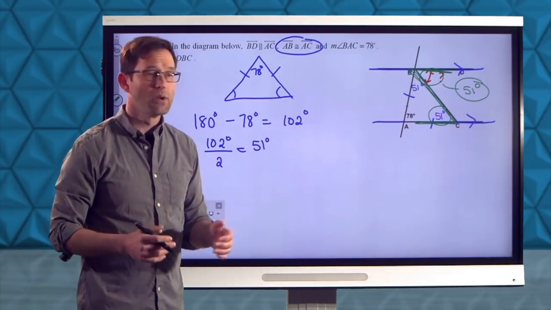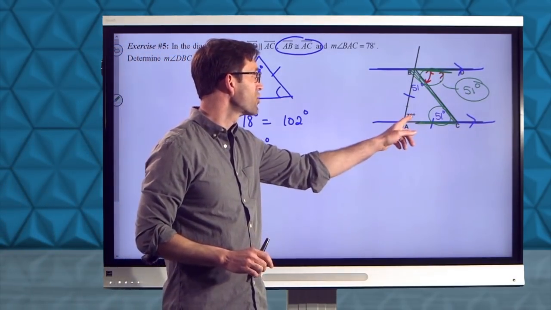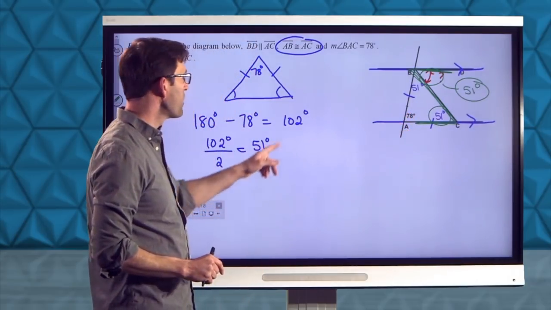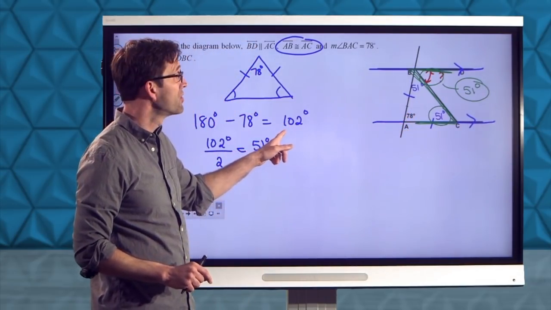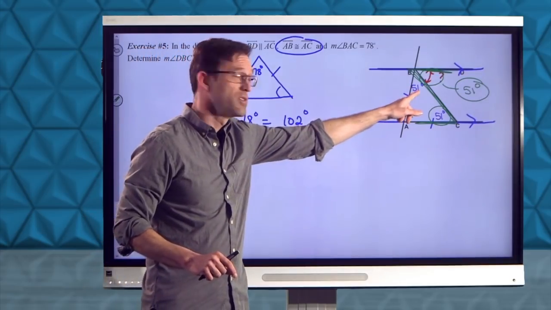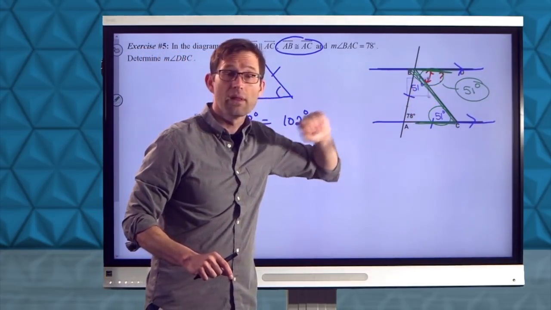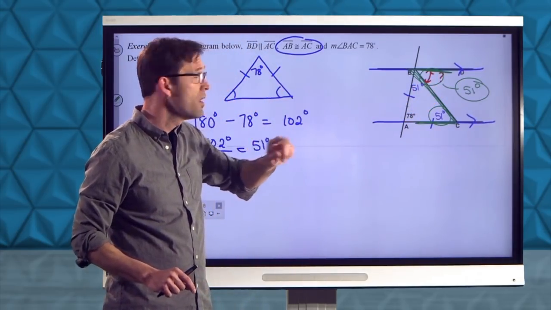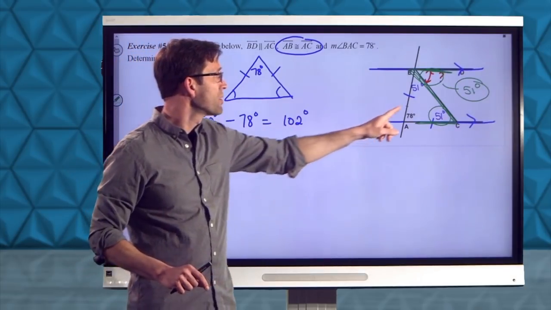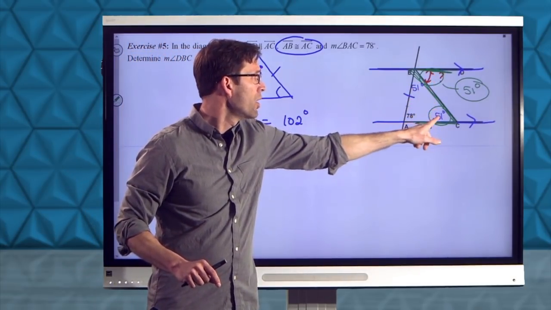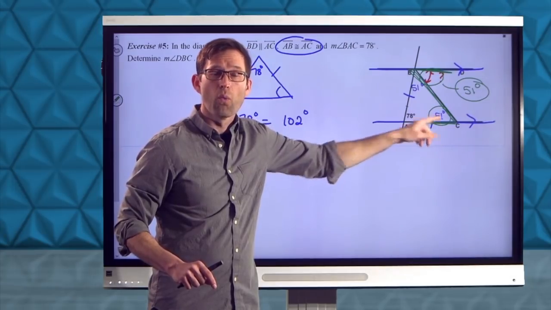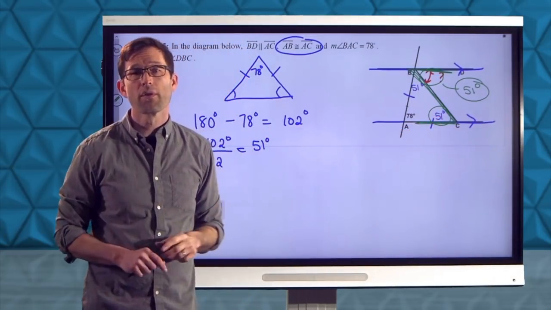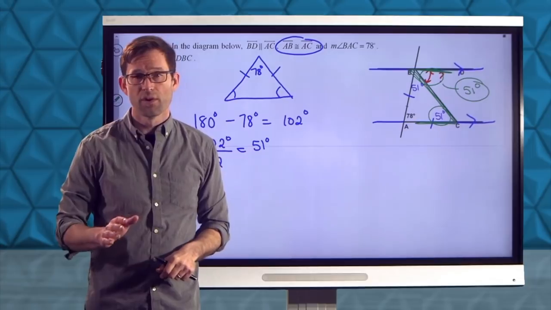See, I was going to go through a bunch of rigmarole, take 180, subtract off the 78, which would ironically leave us with the 102 degrees. Then I was going to take the 102, subtract off the 51, and I'd be left with 51. But I recognized as I was doing the problem that the angle I was looking for was an alternate interior angle with one that I already knew. And therefore, they must be the same size, 51 degrees.